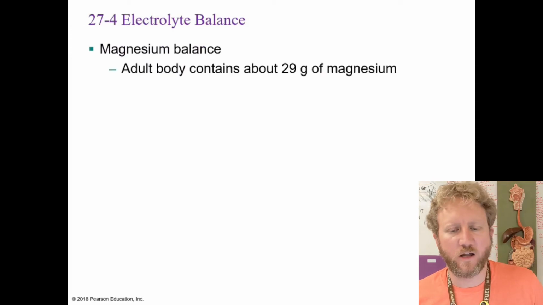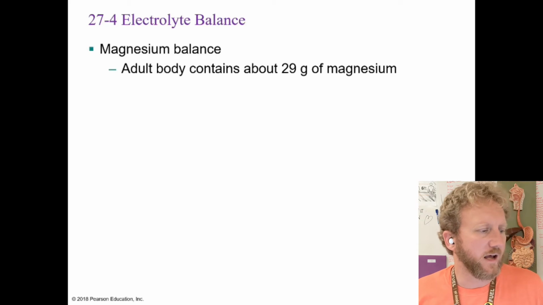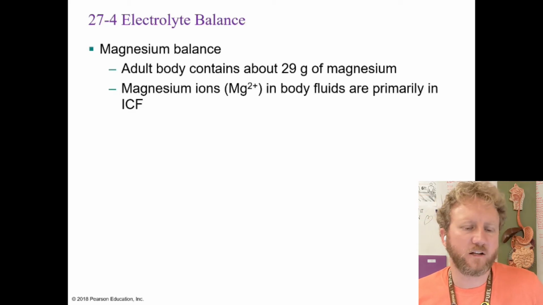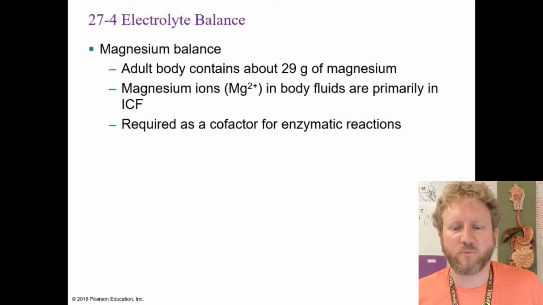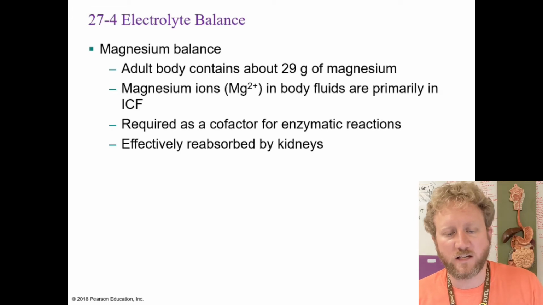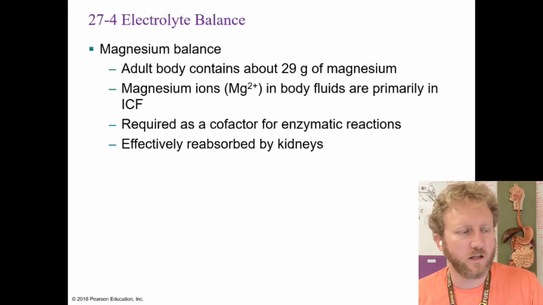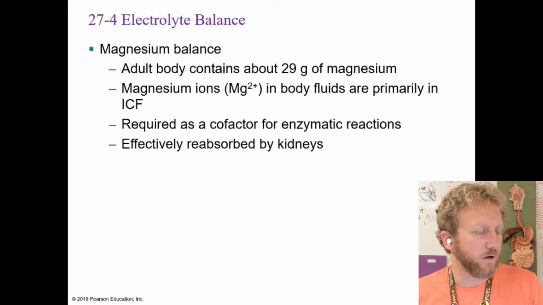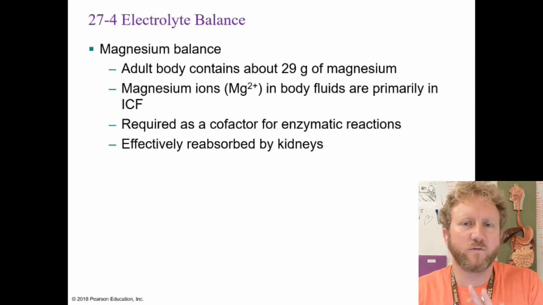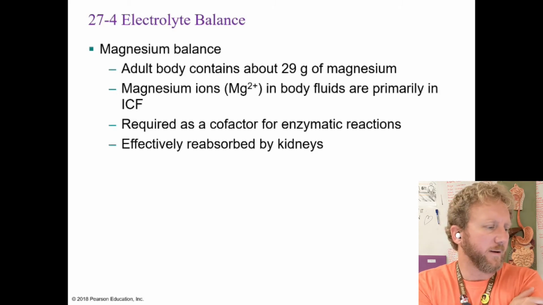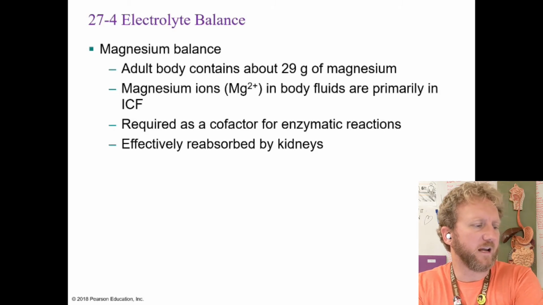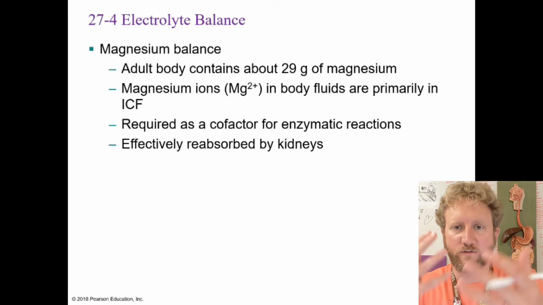Magnesium is a big one. Your body contains about 29 grams of magnesium, not a whole ton. Magnesium ions are primarily found in the ICF. It's important for enzymatic reactions. It's absorbed by the kidneys and put back into the bloodstream. It's also used in phosphorylation of glucose, which is converting it into energy, and used by ATP in the muscle fibers as well.